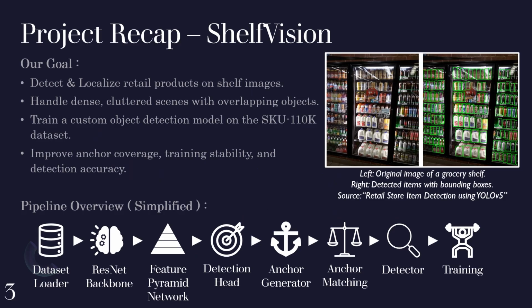Our goal in this project is to detect and localize individual retail items in crowded shelf images. Basically, teaching a model to draw boxes around each product. This involves working with a dense dataset called SKU110, where the scenes are packed, objects overlap, and accurate detection is challenging. To handle that, we built a custom object detection pipeline with a focus on improving anchor coverage and training stability. The diagram below gives a simplified view of how images move through our system, from loading the data to feature extraction to generating candidate boxes and training the model to make accurate predictions.